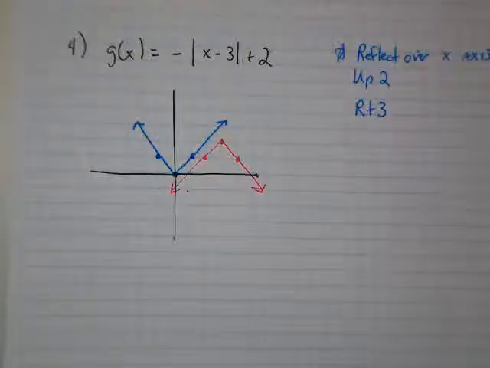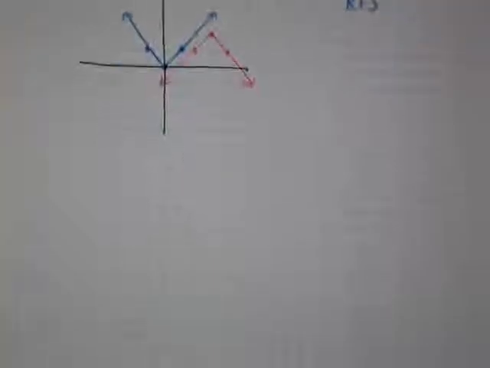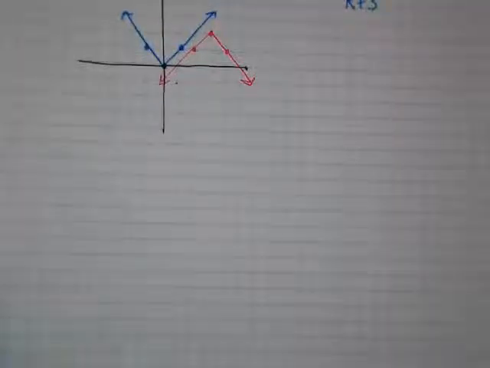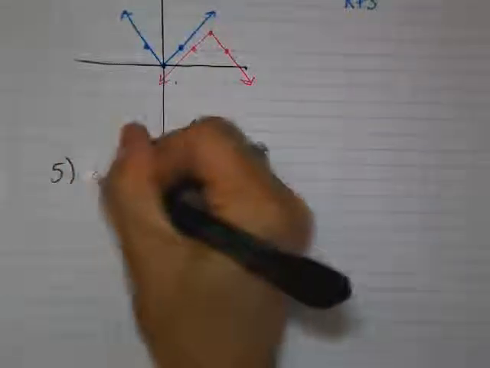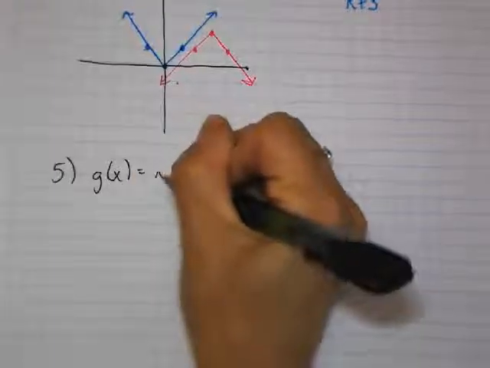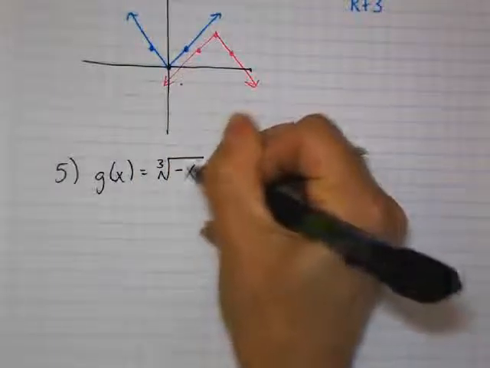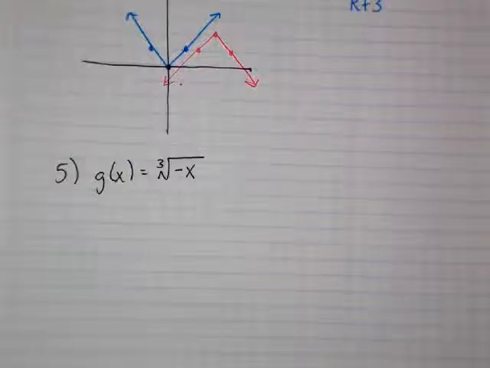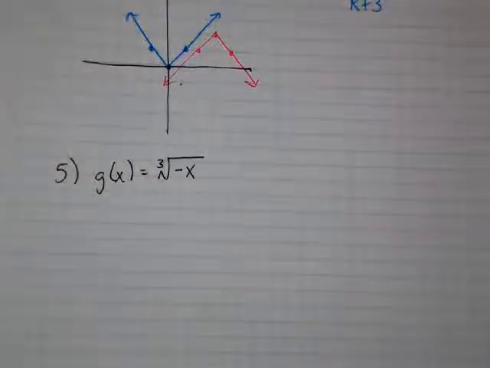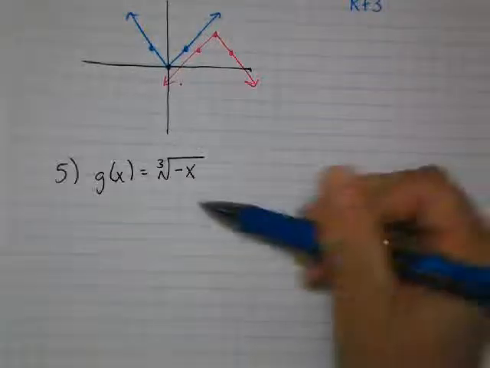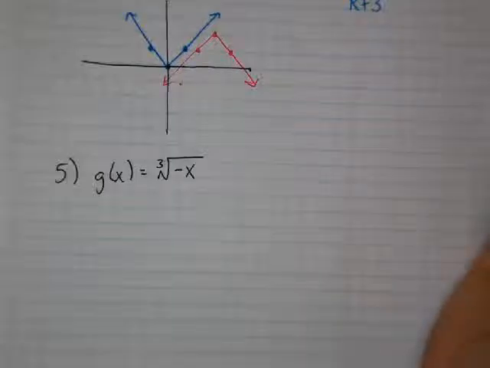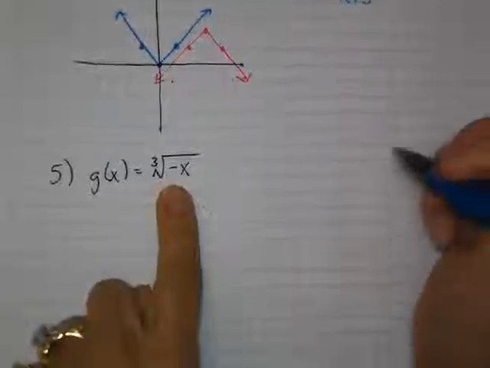Alright, I'm going to go ahead and do one more, and then we might be done. We might look at one example out of the book. Alright, let's try number 5. g of x is equal to the cubed root of negative x. Okay? So this time, good news, I don't have any vertical shifts or horizontal shifts. I do have a reflection. So my question for you is, where is the reflection? It's inside the function, therefore we're going to reflect over the y-axis. Okay? So reflect over the y-axis.